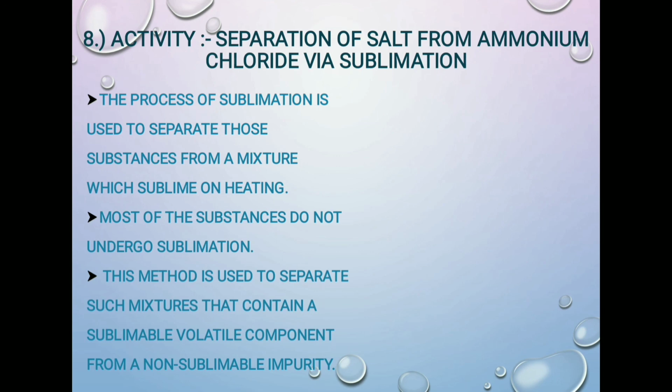Means those that change directly into gas on heating, such substances are known as sublimate or sublime material. Students, you have to keep in notice that most of the substances do not undergo sublimation. This method is used to separate such mixtures that contain a sublimable or volatile component from a non-sublimable impurity.